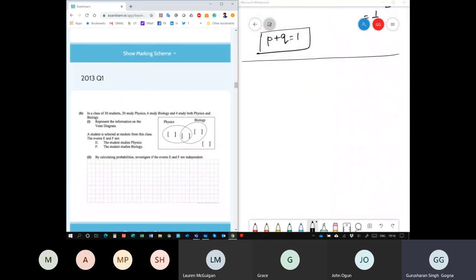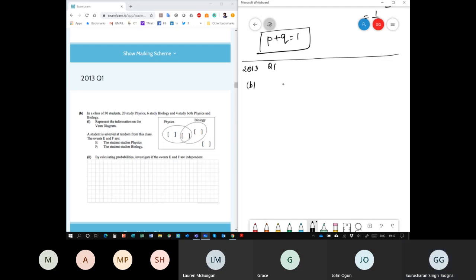So this is 2013, question number 1, part B. In a class of 30 students, 20 students study physics, 6 study biology, 4 study both physics and biology. So what you need to do is express this information in the Venn diagram.